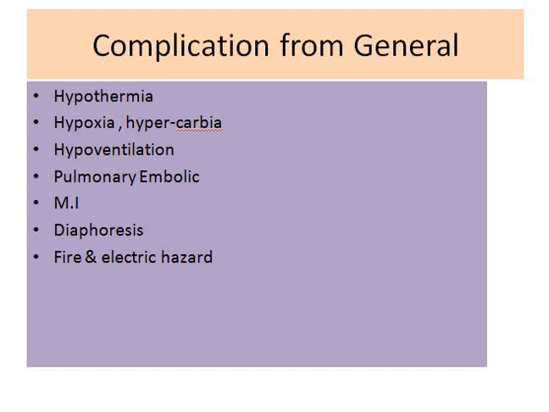Now, there are 3 H, 1 P, and MDF. So this can be used as a mnemonic. H3PMDF. P is for pulmonary embolism, myocardial infarction, diaphoresis, and fire and electrical hazards.